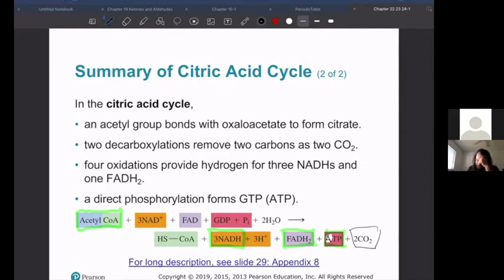I'm just kind of glossing over these other parts because they're important for balancing your chemical reaction, but they're not the energy that's created, which is the big focus of all these reactions.